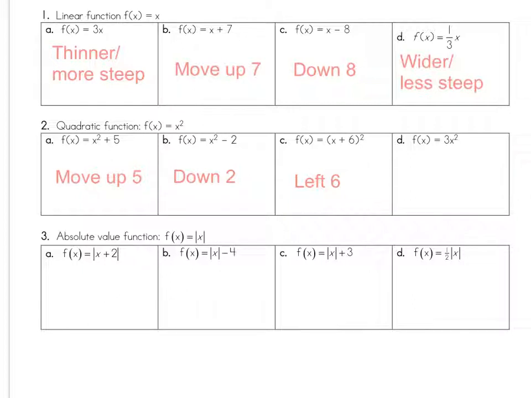In D, we have 3x squared. So x squared became 3x squared. There's now a 3 in front. And since it is a whole number, what ends up happening is the quadratic function, or that U shape, actually becomes thinner. If it had been a 1/3, it would have made the parabola wider.